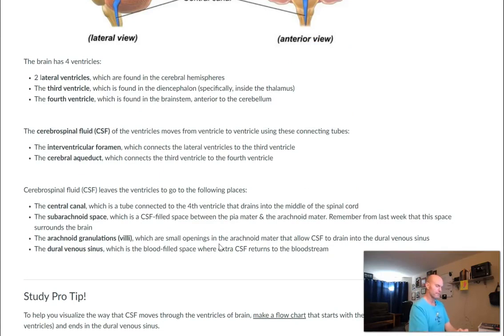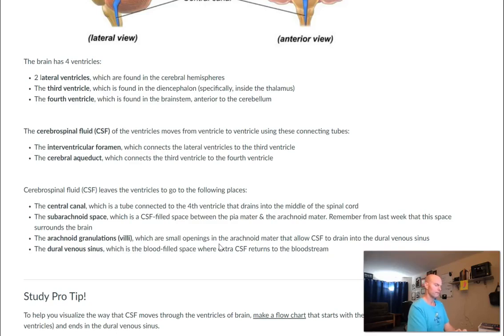After it leaves the ventricles of the brain, the cerebrospinal fluid is going to be flowing in a place called the subarachnoid space. So recall that our meninges from superficial to deep are the dura mater, the arachnoid mater, and the pia mater. So the subarachnoid space, by definition, will be the space that exists between the arachnoid and the pia mater. So that's where cerebrospinal fluid is flowing.